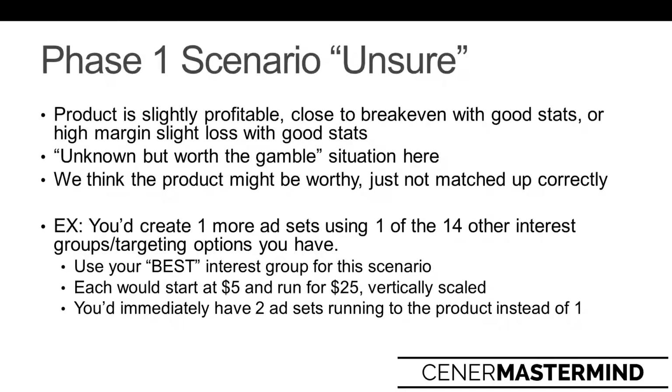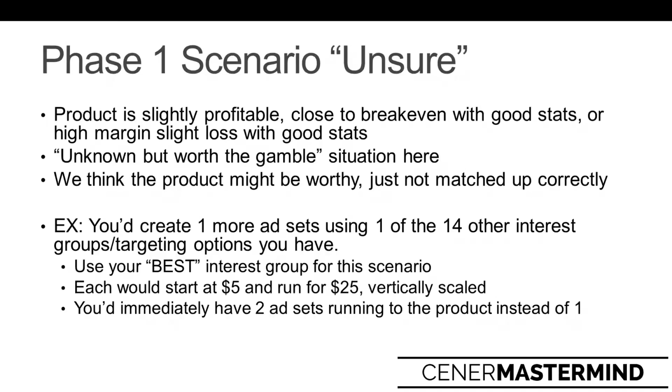This is where we would look at those back end stats, right? Front end stats were not profitable. Back end stats, CPM, CTR, CPC, right? If we hit 2 out of those 3, this is where we would jump into the unsure scenario, right? And what are we going to do? Well, we're going to turn off the original ad and we're going to create one more ad set using only one of our other interest groups, okay? The key here is that we'd want to use our quote-unquote best interest group, right? At the beginning, you may not know what your best interest group is, but certainly you'd want to use the one that would give you the lowest CPM, okay?